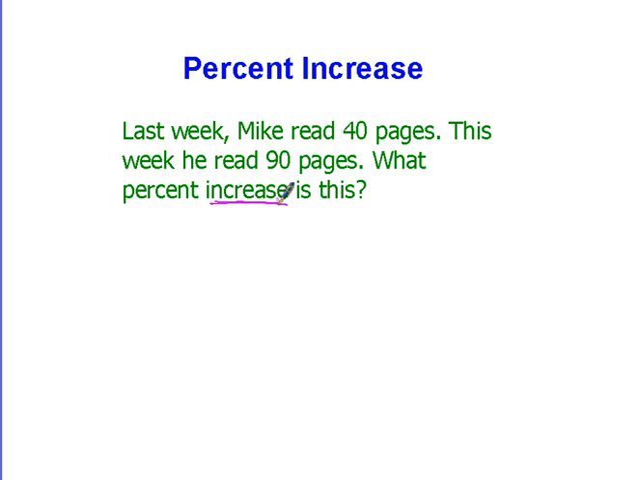So the first thing I have to do to figure this out is understand what an increase is. An increase is how much did it go up? So I start with 40 and I go up to 90. Well, what kind of an increase is that? We just simply subtract to find an increase. That means it went up 50.